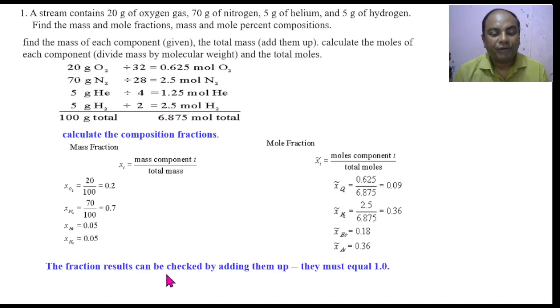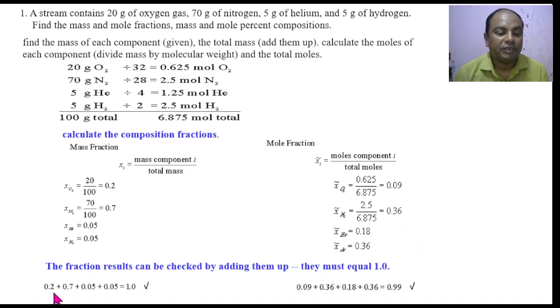When you add all these mass fractions, the sum must come out equal to 1. Similarly, when you sum up all the mole fractions, it also comes out equal to 1. Here you can see 0.2, 0.7, 0.05, 0.05 always add up to 1. Similarly here also it adds up to 1.